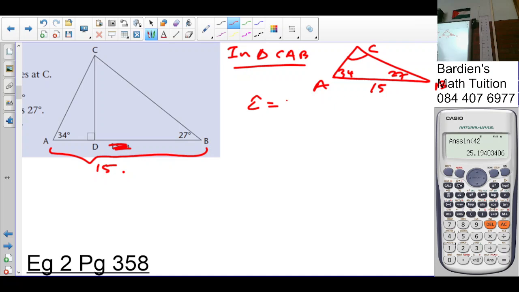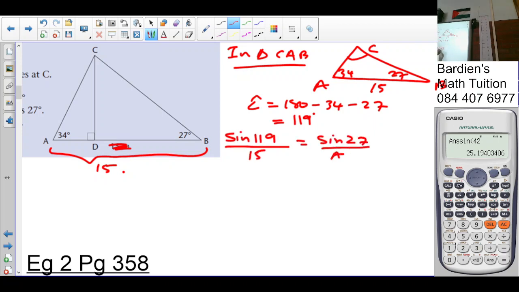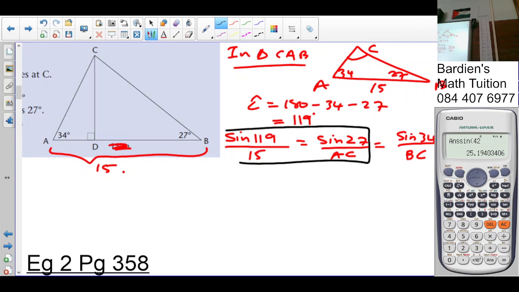Okay, so angle C is 180 minus 34 minus 27, which is 119. So now I can say sine of 119 over 15 equals sine of 27 over AC equals sine of 34 over BC or CB. You will agree with that? So what can be calculated now? AC. So calculate AC quickly.